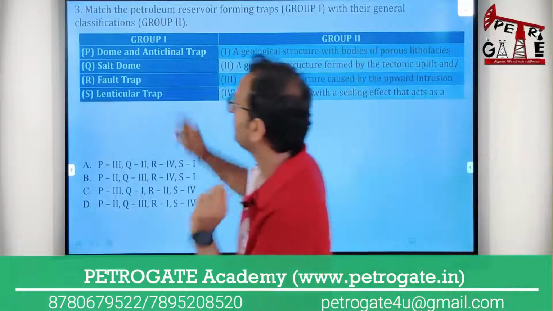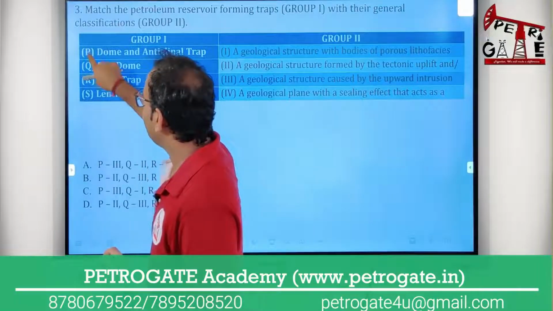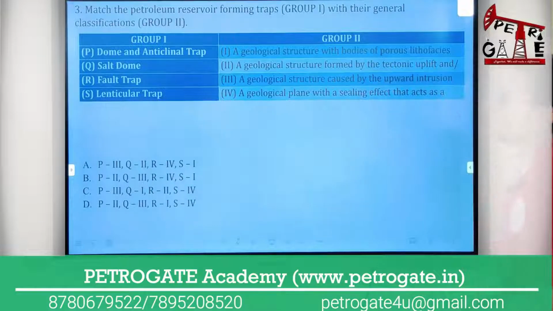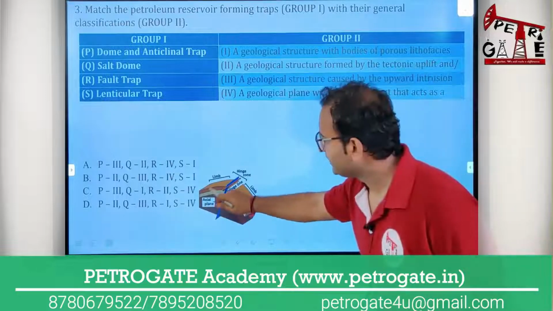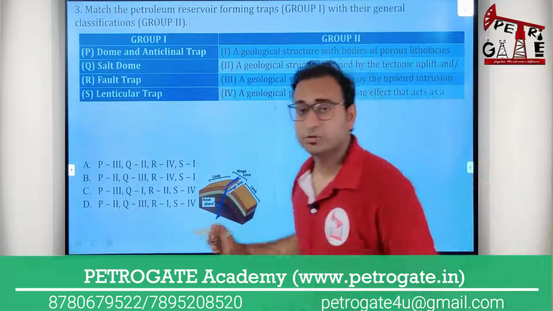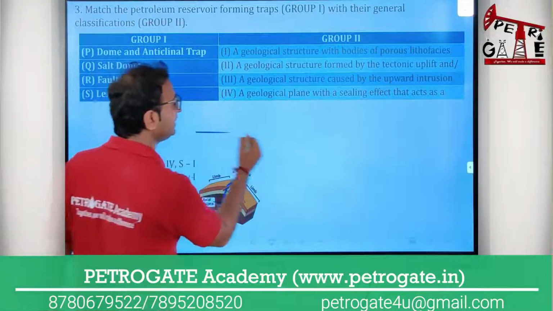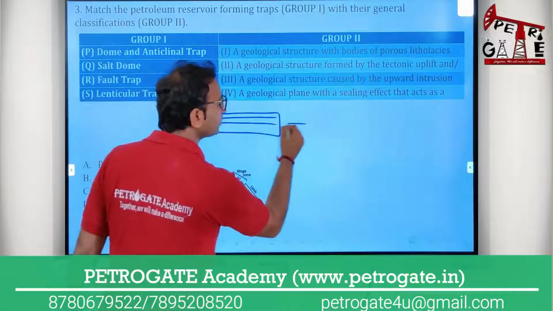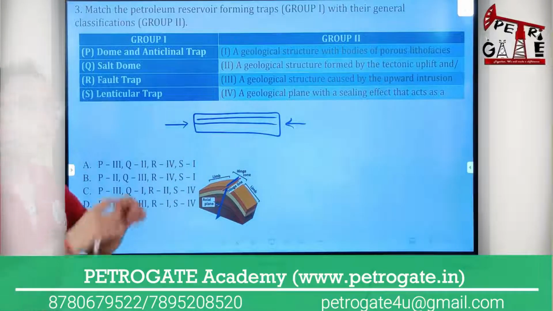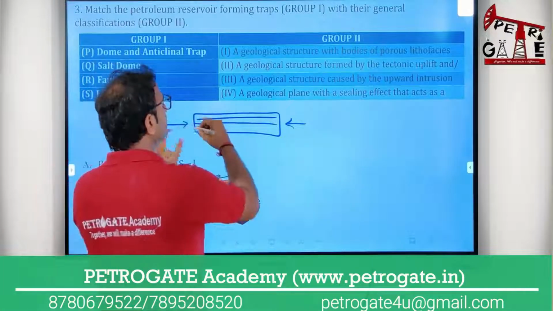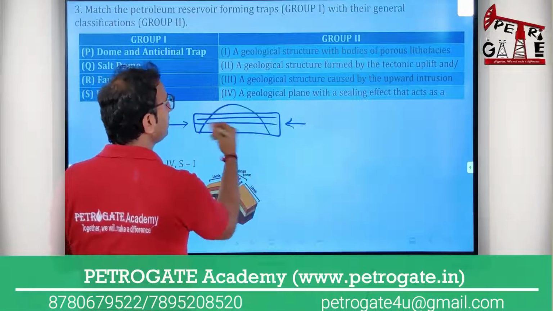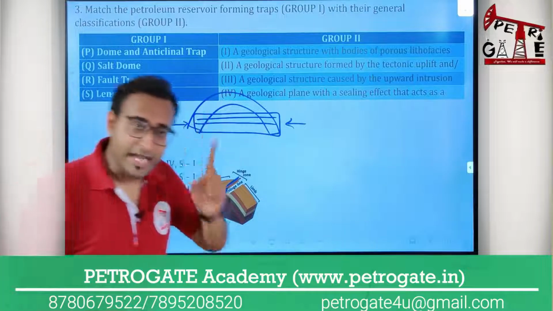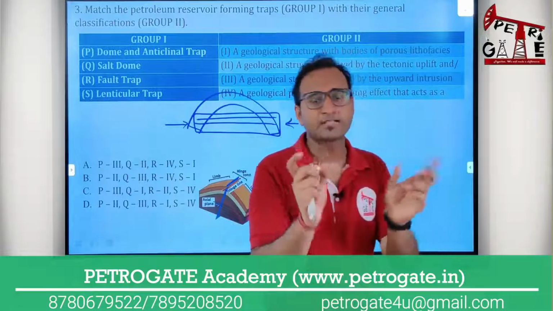Now option number 1: trap P is equal to dome or anticline. Dome is like that. Dome or anticline will be like that. This is your anticline. And how this trap is formed, I told you in the lecture many times. This is your rock layer, you have a number of rock layers, and compression force will be there. If this particular rock is ductile in nature, this rock will fold after some compression force is applied. This rock will form like that, because this rock is ductile in nature, meaning this rock has plastic property.